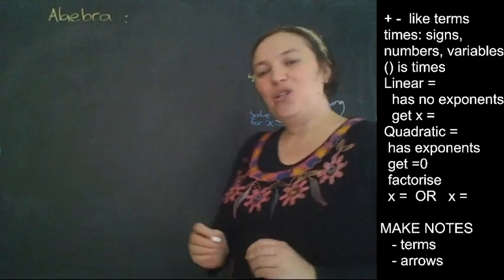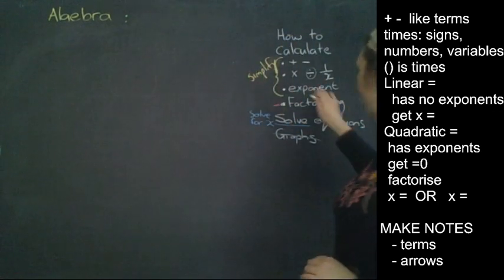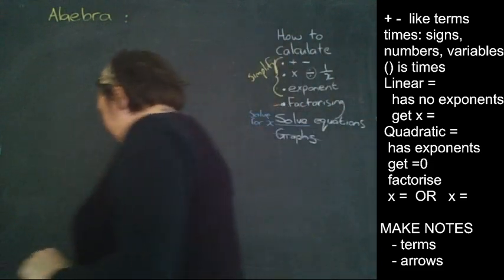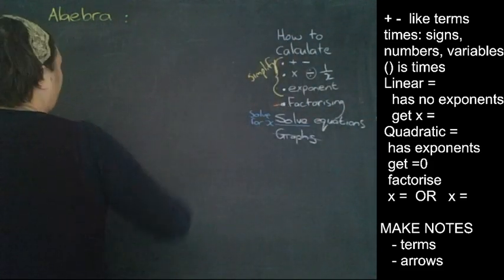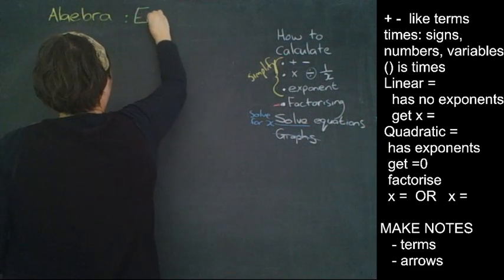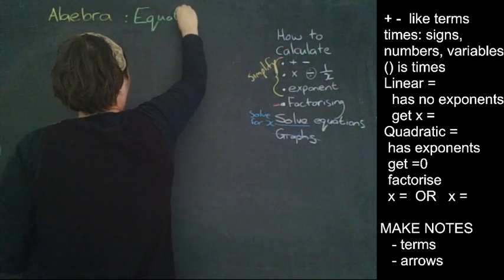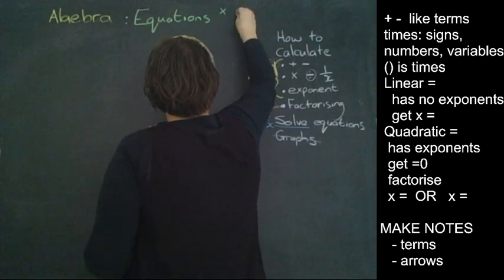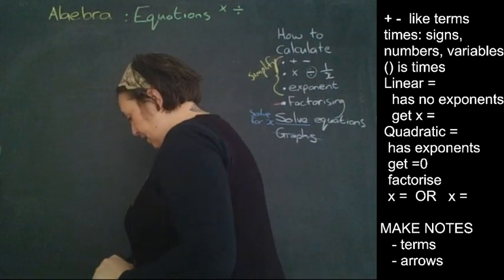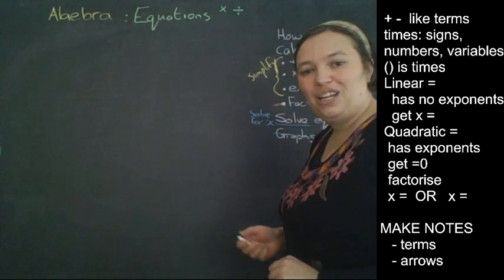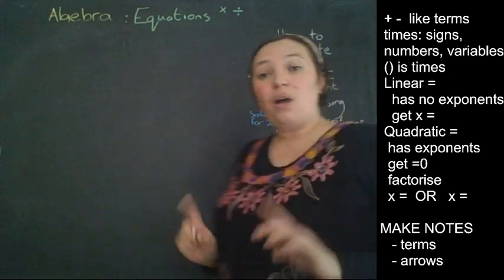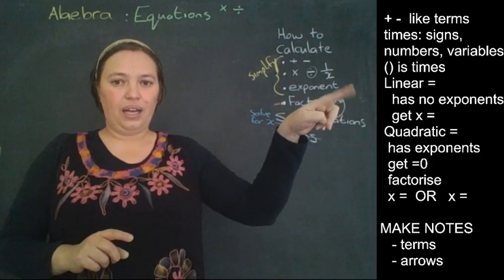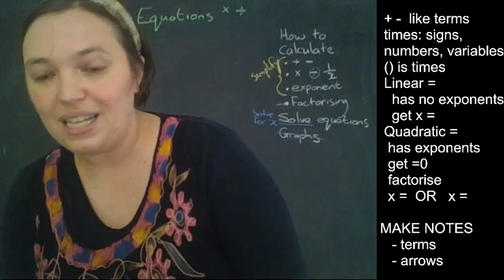All right, so now we're going to look at algebraic equations that also have times and divide in them. Not fractions, just times and divide. So we are doing equations that also have times and divide. Right, so let me give you an example here. We're going to start still with linear equations, so we're not going to do factorizing yet.